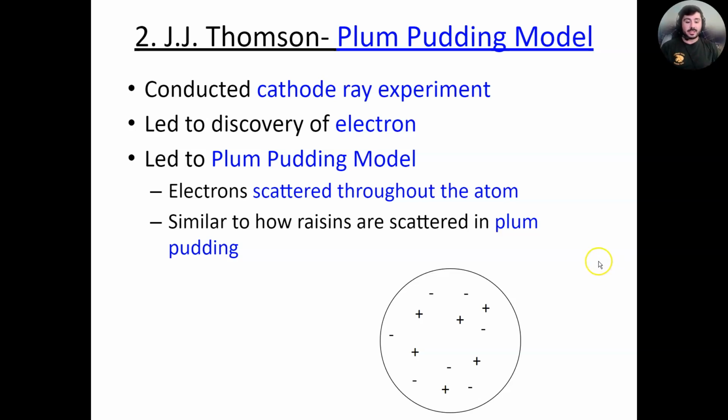That's essentially what this image here is in the bottom middle. It's a bunch of electrons scattered throughout the atom, similar to how raisins are scattered in plum pudding. That's how he came up with the idea of the model being called the plum pudding model.